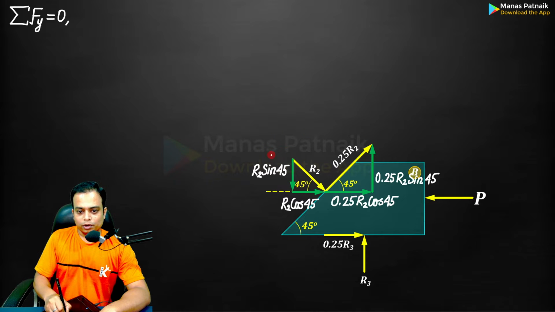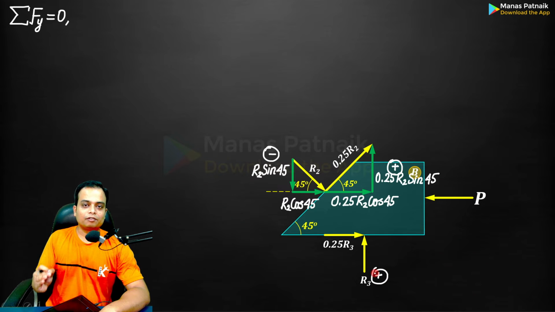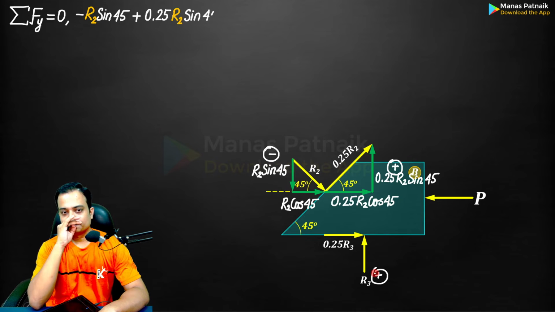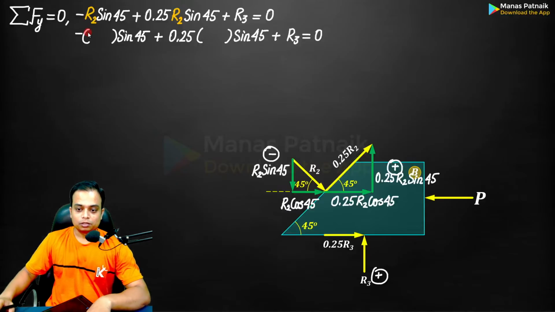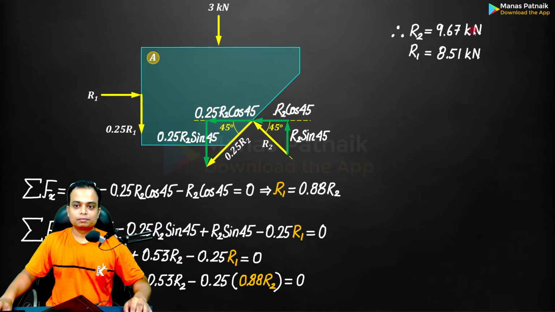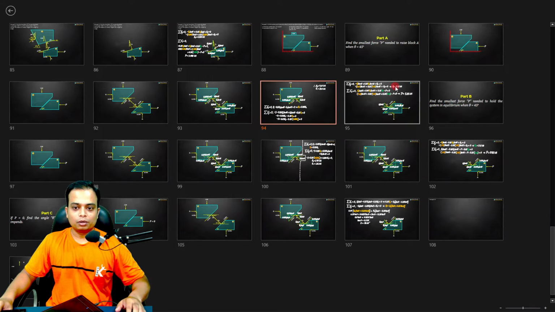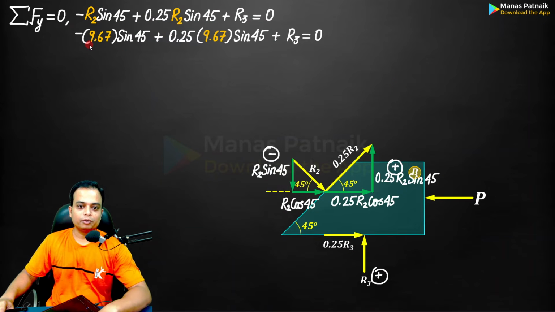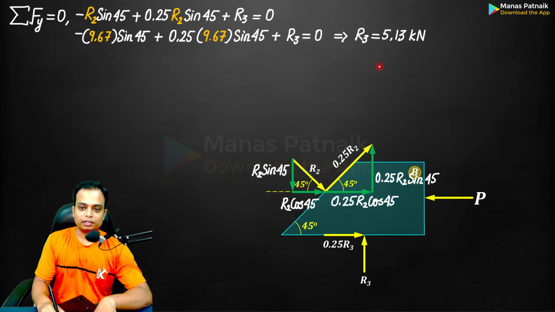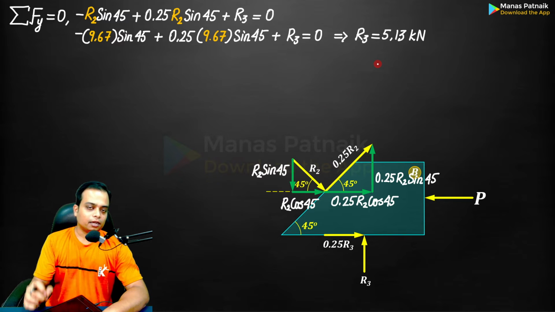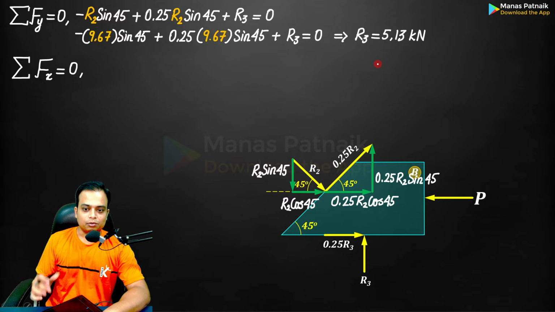So this is downwards, negative. This is upwards, positive. This is upwards positive, R3. Any other force in the vertical direction? No, sir. Write them down. Now you can see R2's value is known to us. What is R2, sir? Here it is, 9.67. So let me put this value 9.67 over here. We are going to solve for R3. R3 will be equal to 5.13. Done and dusted. Now let's go for summation Fx is equal to 0.